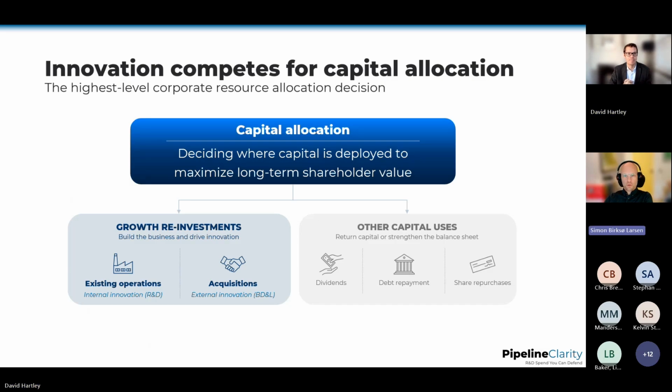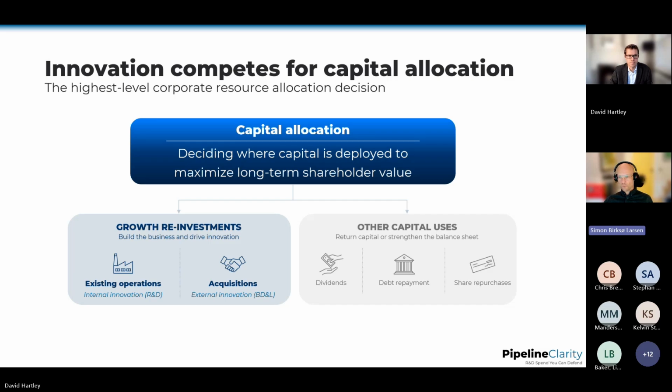Thank you very much, David. So what does capital allocation really mean? It's about deciding where capital, or money, if you will, is deployed across various categories to create long-term shareholder value. So if you are the CEO of a biopharma company, there's really only a handful of ways to spend the money, simply put, and those you can see here at the bottom of the slide.